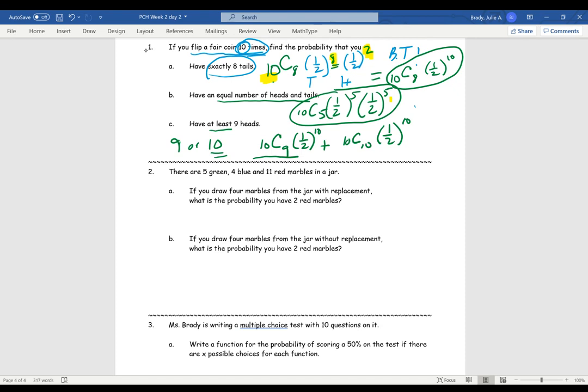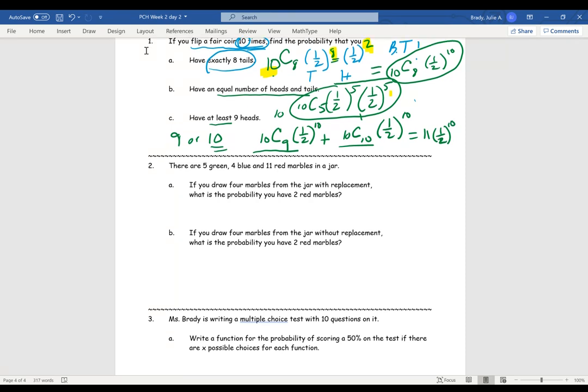What's nice is that sometimes you can simplify these. 10 choose 9 is the same as not choosing 1, so that's actually 10. And 10 choose everything is just 1. So if you wanted to simplify it, that's 10 plus 1, which is 11, times 1/2 to the 10th. Okay, let's look at the next one.